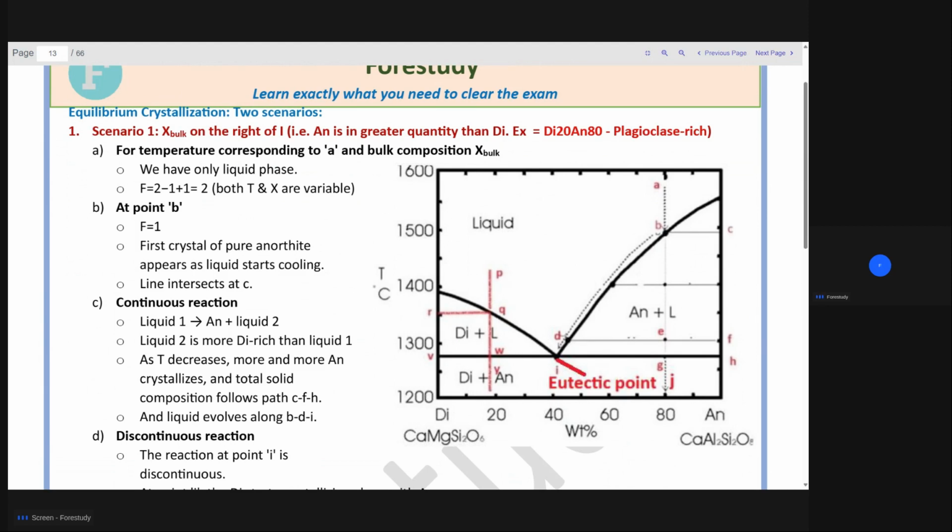So we have 2 components and 1 phase. Here the formula changes. Remember, the formula for eutectic will be F equals C minus P plus 1. Remember, okay? C minus P plus 1. So 2, so both T and X are variable in this phase.